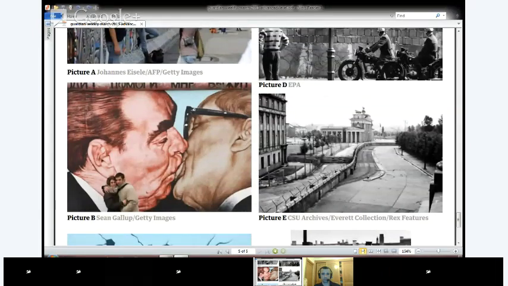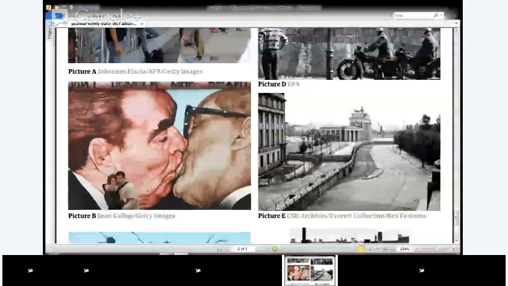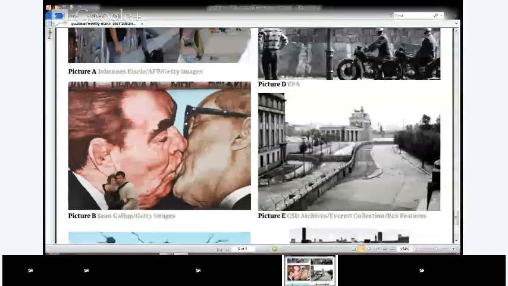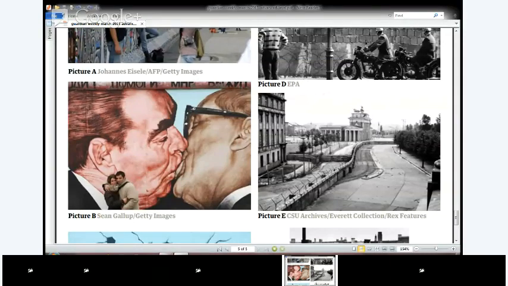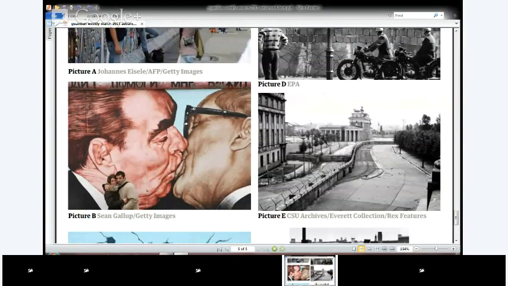Well, it's more of a statement. So, first of all, who are those people on the left? Does anyone recognize those people? Those are former presidents. Brezhnev and Honecker. Okay, so Hazel is saying Brezhnev and Honecker, because I read the article.